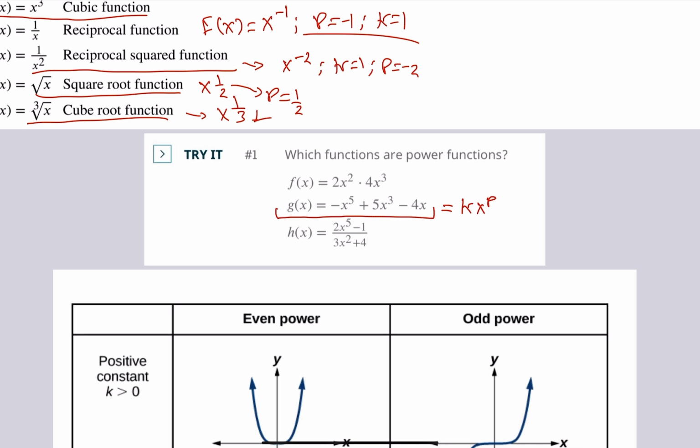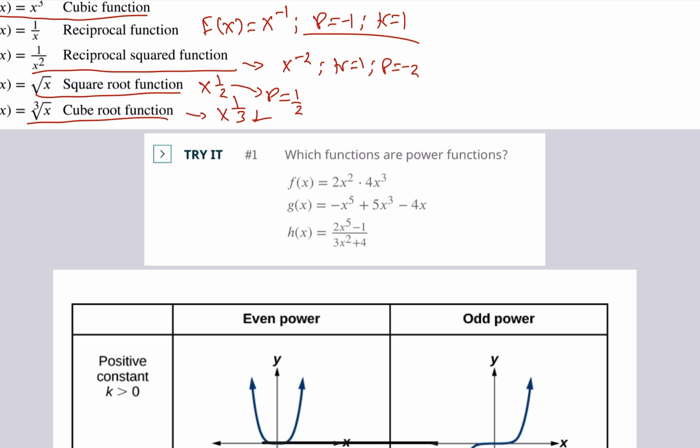Because you can't really add these like terms. So that means it's not a power function. You have 3 different terms, and I only want one term. Remember, with a power function, it can only be one term. It cannot be 3, 2, or more terms.